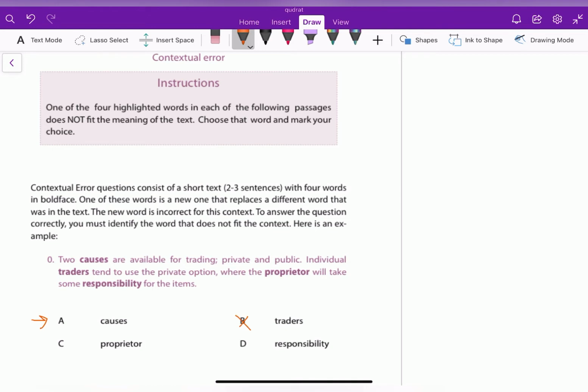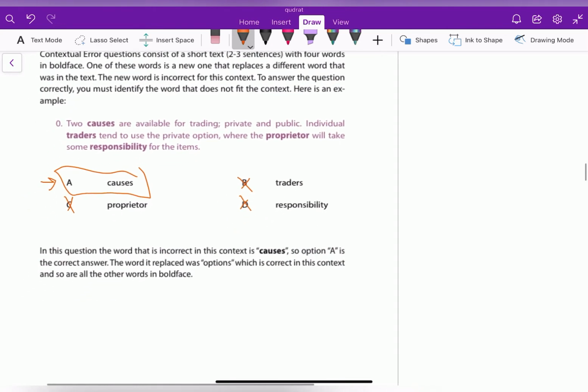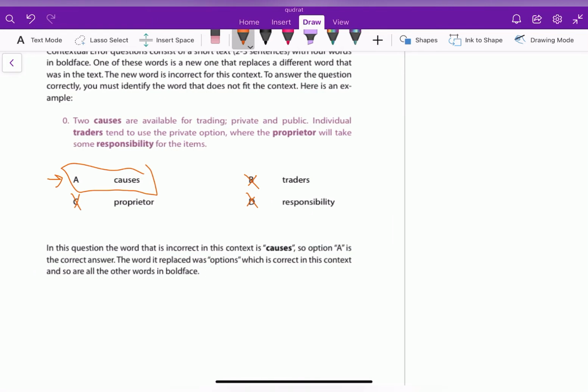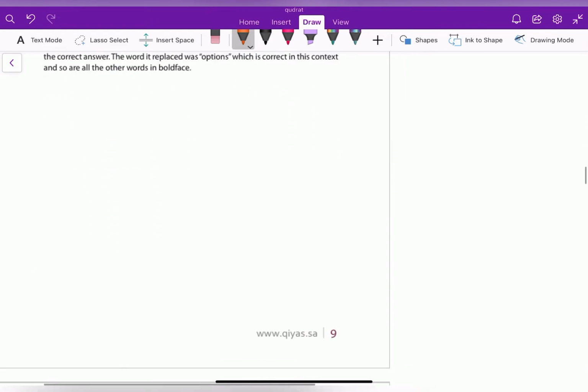Traders tend to use the private option, where the proprietor, well, we know that a proprietor is like the owner of a business or a holder of a property, so no, it makes sense in this context. Will take some responsibility. Yeah, so a business owner does take responsibility, so we can automatically infer that the answer is A. And you can look at their explanation. So they chose A, the correct answer, and they actually did put the word options. That's what I put too. Yeah, so basically A is correct.